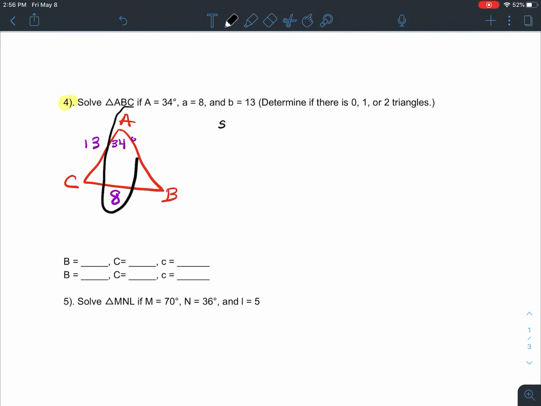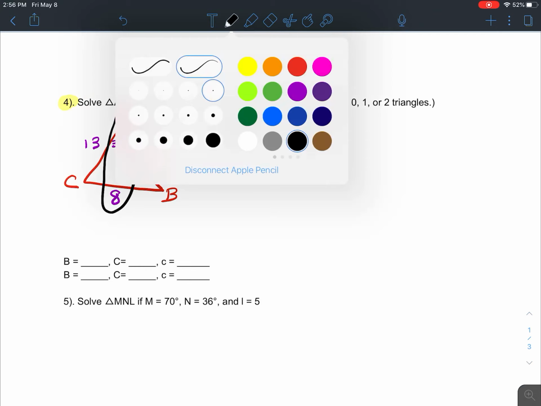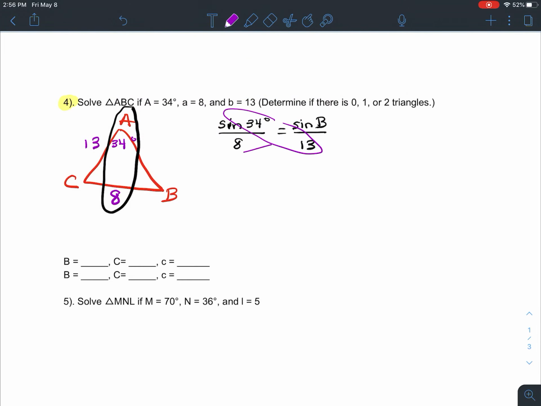I can see here's my strong ratio right there. So I'm going to do sine of 34 over the side opposite, which is 8. And again, on this one, I have no choice. I have to find angle B first because I know side B. I would not want to do anything with side C at this point because I don't know either angle A or side A. So I'm going to set up sine of angle B over side B. Remember what we did on the other problem? We cross multiplied here. So we're going to show how that looks.